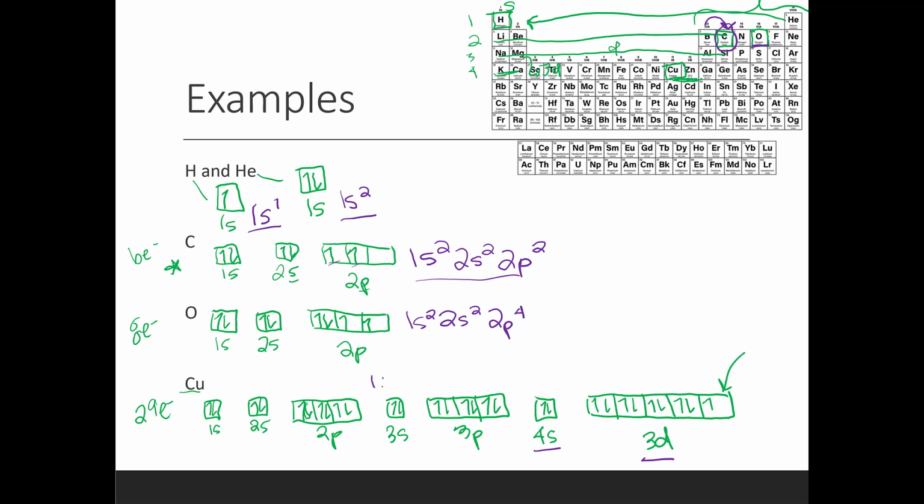So it's going to be 1s2, 2s2, 2p6, 3s2, 3p6, 4s2. And then over here in the 3d, remember we only have 9 electrons there, so it's 3d9. So if you have the orbital filling diagram, it's really easy to write the electron configuration because you're just condensing it. But you don't have to have the orbital filling diagram in order to write the electron configuration. All you need is your periodic table.